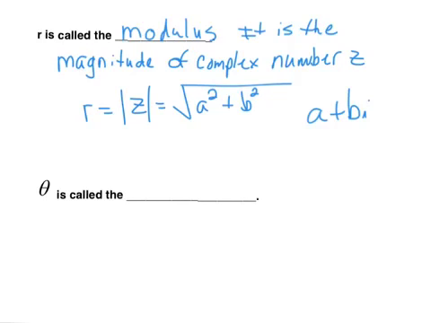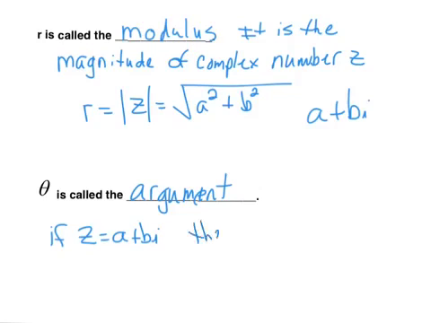Now, theta is called the argument. And that represents the direction, the overall angle of the complex number. So if my complex number is represented by a plus bi in rectangular form, then to get the angle, it's the same as with polar coordinates. Theta is going to be the inverse tangent. This time it's going to be the imaginary part over the real part, and you don't put the i in there, just the imaginary coefficient over the real coefficient.